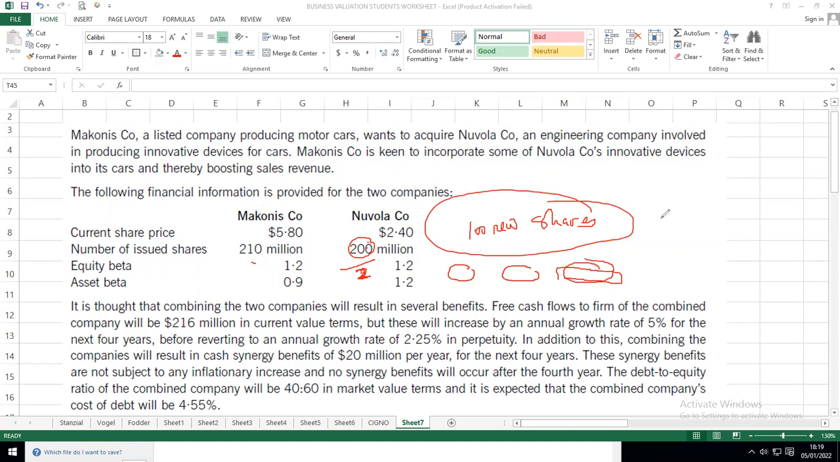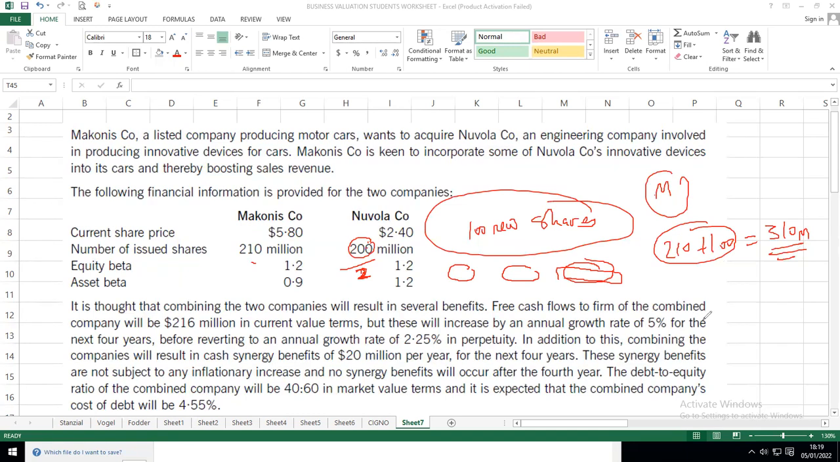So M will have how many shares? M now will have 210 plus 100. They're going to have 310 shares. Of course, these are millions. That's the number of shares that you're going to have.